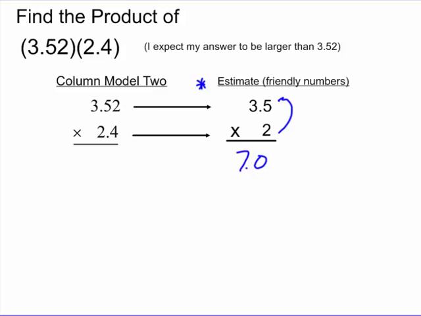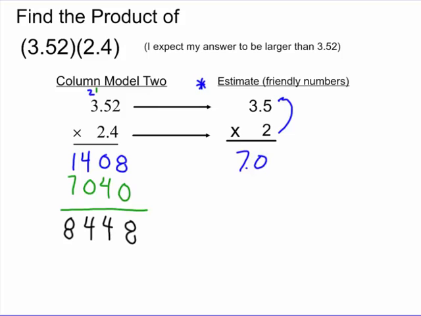So let's try column model number 2, and again I will say this the way people are going to try and explain it. 4 times 2 is 8, 4 times 5 is 20, carry the 2, 4 times 3 is 12, plus 2 more is 14. I move to the second line. I need a placeholder of a 0 because I've moved over one column. 2 times 2 is 4, 2 times 5 is 10, carry the 1, 2 times 3 is 6, plus 1 more is 7. If I add up all of those columns, I have an 8, 4, 4, 8.